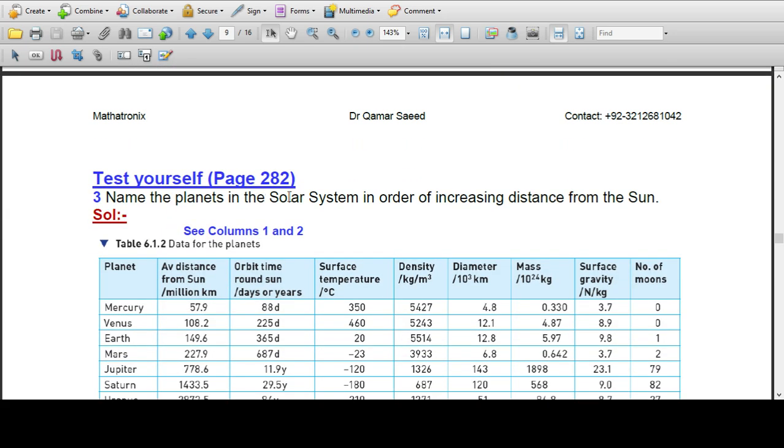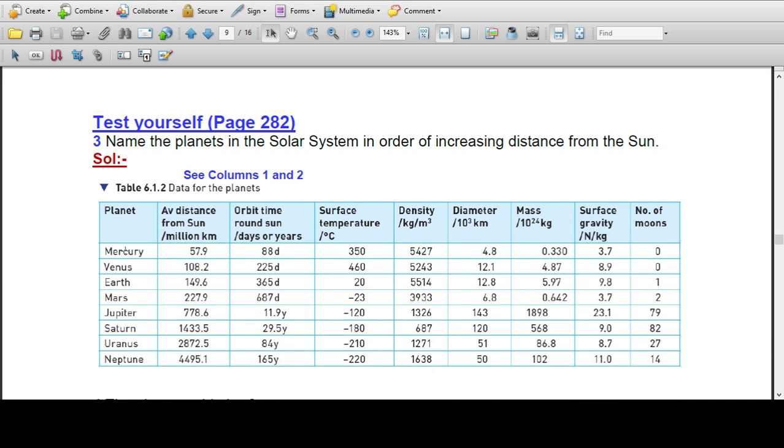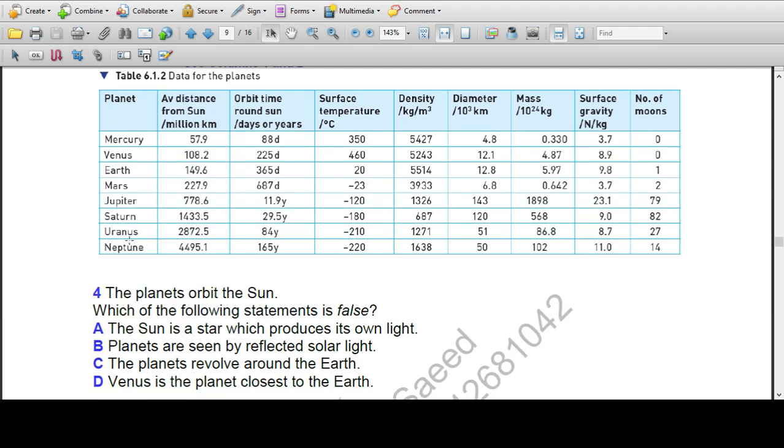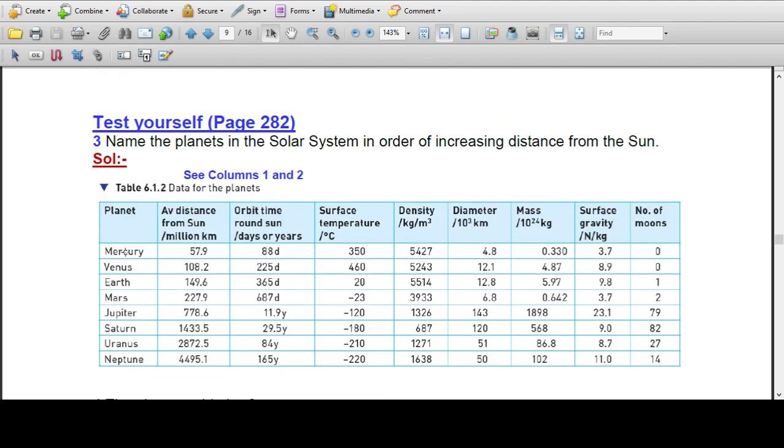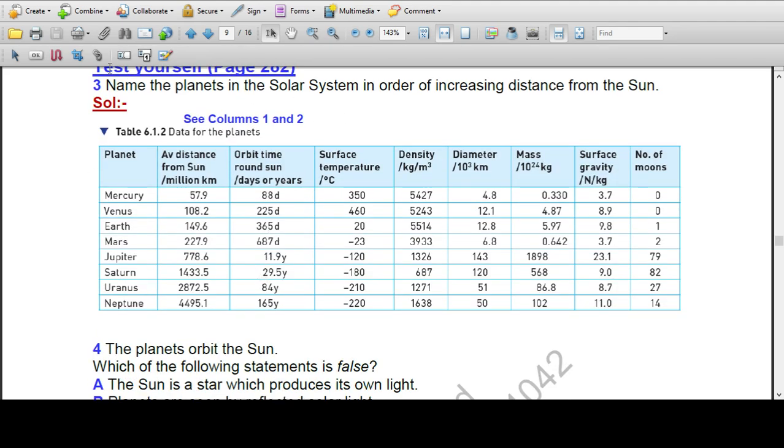Name the planets in the solar system in the order of increasing distance from the Sun. So this is Mercury, Venus, Earth, Mars, Jupiter, Saturn, Uranus, and Neptune. So Mercury is very near to the Sun, and Neptune is very far away. So this is question number 3.